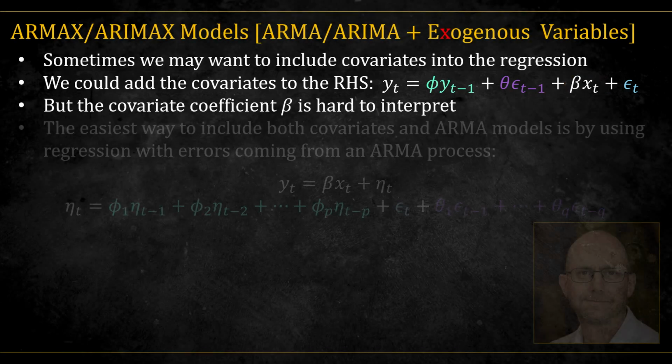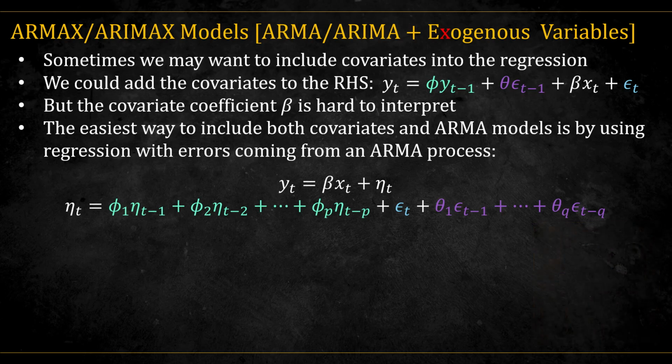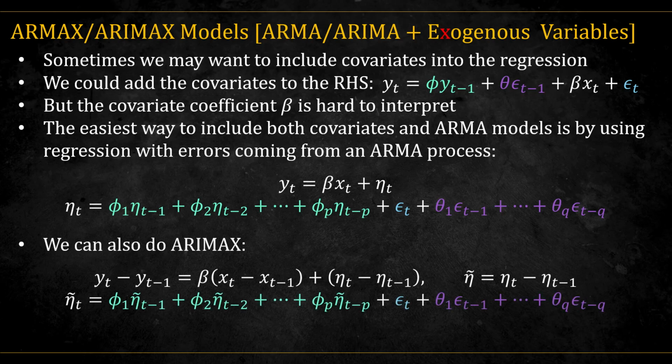For this sound reason, Hyndman, who is a statistics professor from Australia known for his work on forecasting, prefers doing regular regression with ARMA errors. The first line here shows the regular regression, and the second models the eta errors from the regression as an ARMA process. Both approaches perform equally when it comes to forecasting, but the latter is easier to interpret. We could also do ARIMAX by differencing all the variables and doing ARMA on the errors.